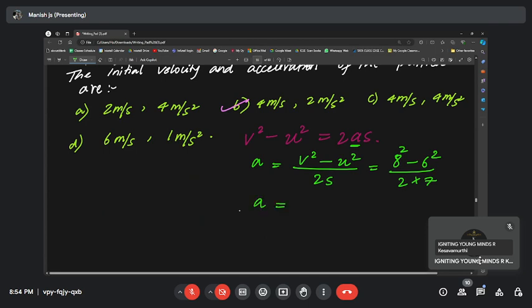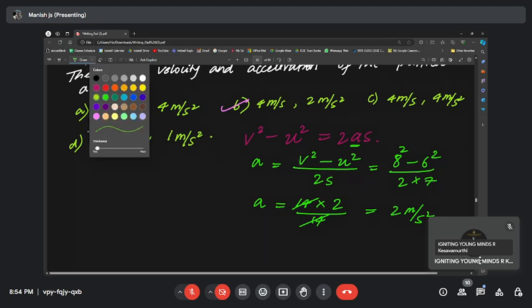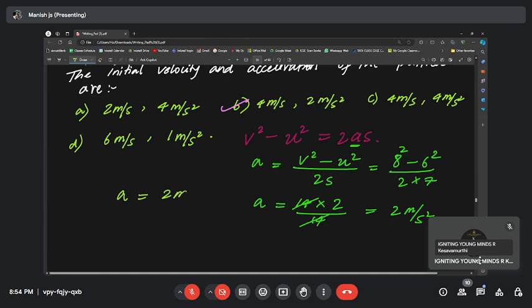Simplify acceleration. 8 squared minus 6 squared upon 2 into 7. 2 sevens are anyways 14. So 8 squared minus 6 squared, you can use the algebraic identity. It is of the form a squared minus b squared, so it is (a plus b) into (a minus b). How much is a plus b? I hope you guys know. Right? 8 plus 6, which is 14. So 14 into 8 minus 6, which is 2, divided by 2 sevens, which are 14. 14 cancels directly. You will get the answer as 2 meters per second squared. Is that clear? So here we have calculated the acceleration. So acceleration is 2 meters per second squared. That's the value of acceleration.